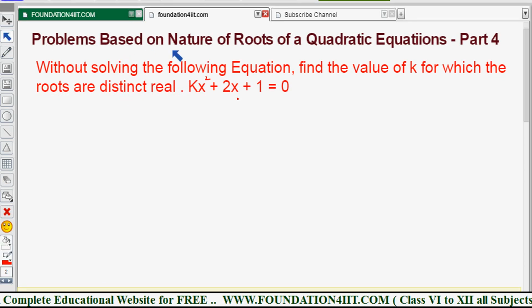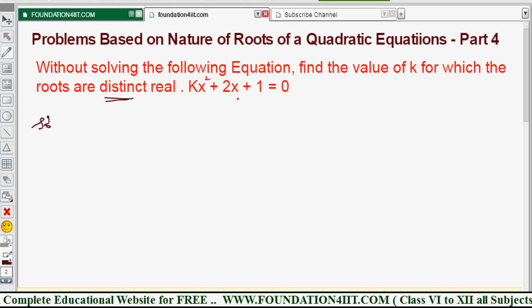Now let us see the problem based on the nature of the roots of the quadratic equation. Without solving the following equation, find out the value of k when the roots are distinct real. So this is important, we are seeing the nature of the roots. Whenever they mention roots are distinct real, we need to take discriminant is only greater than 0. Okay, they mention distinct, so different. That means it's not equal to 0. There should be two answers. That means only discriminant must be greater than 0.